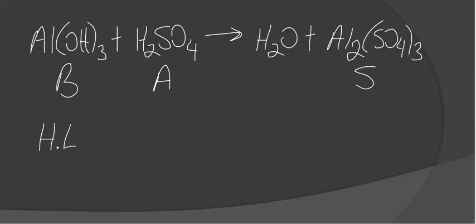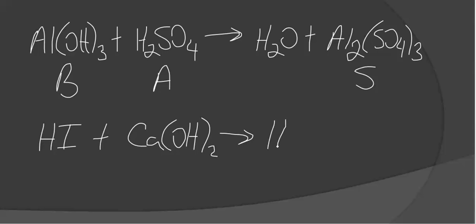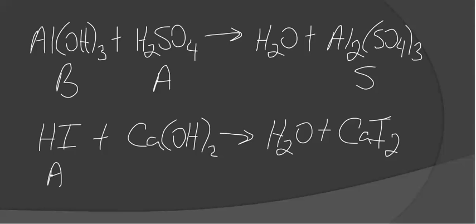Here's one more that follows the Arrhenius definition. So my acid has hydrogen listed first, that's HI. My base has hydroxide, and I get a salt and water. So the Arrhenius definition's fairly easy to recognize. If you see H and OH, that is the Arrhenius theory.